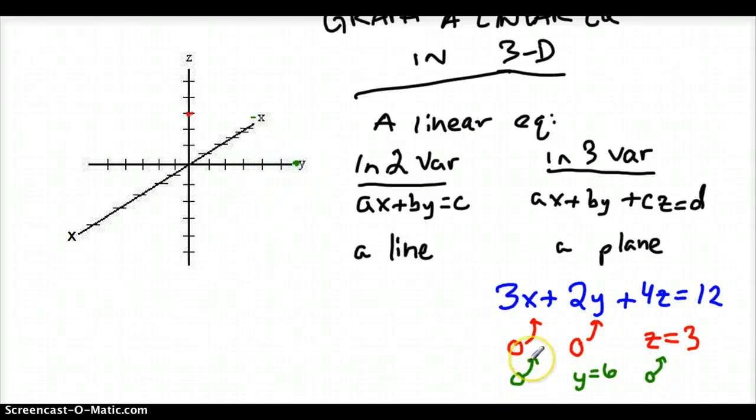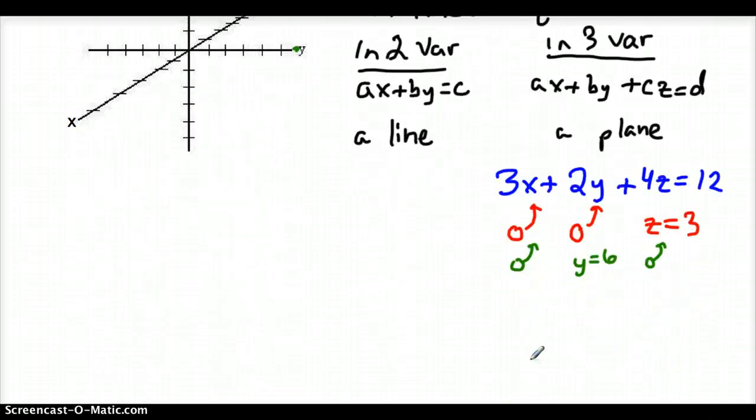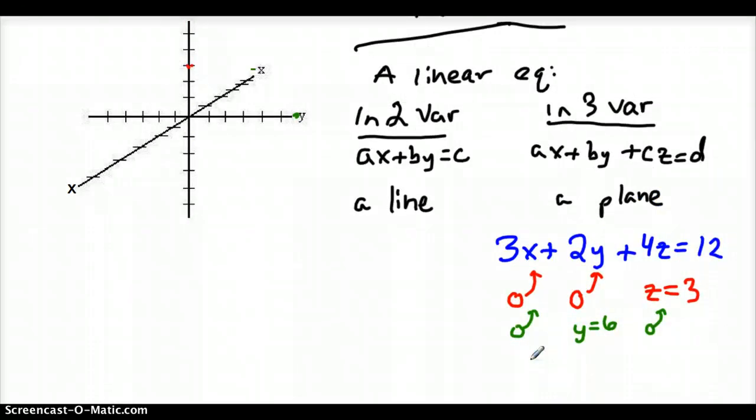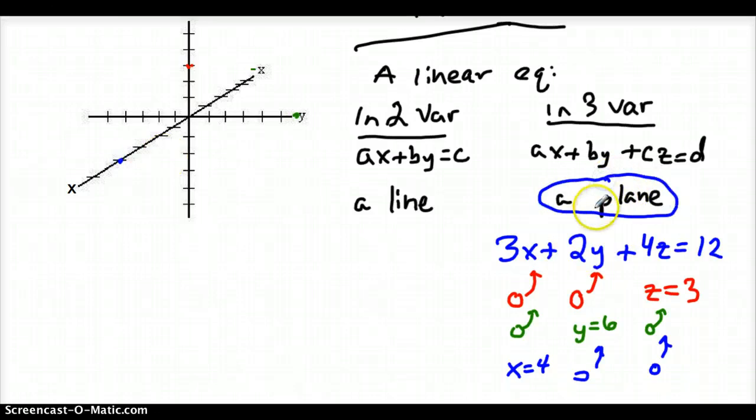And if we plug in zeros then for y and for z, then x would equal 4. We can come out 1, 2, 3, 4 and place that dot. Now here's how you do it. Again, we said the graph of this is a plane, as you can imagine, in 3 dimensions.